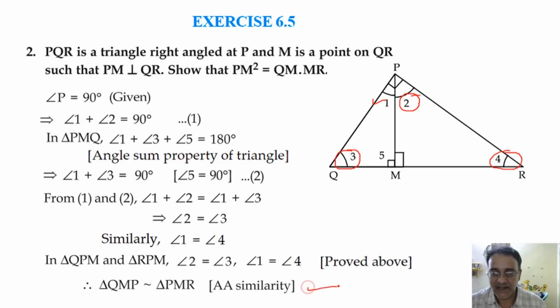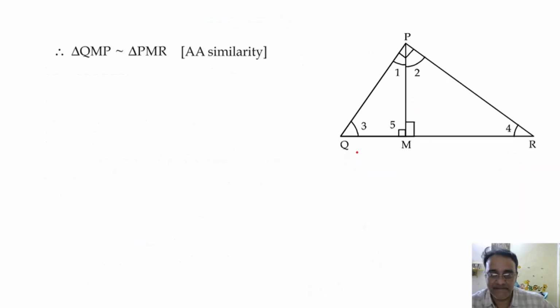ये हो गया. Now we have to identify the corresponding sides. Now वहाँ पर है, ध्यान से देखो, मैं सर्कल कर रहा हूँ 1 और 4 में, because these two are corresponding, and angle 2 is corresponding to angle 3. Now you have to identify the opposite sides. What is the opposite side of angle 1? QM. Right, QM. And what is the opposite side of angle 4? Second triangle, PM.